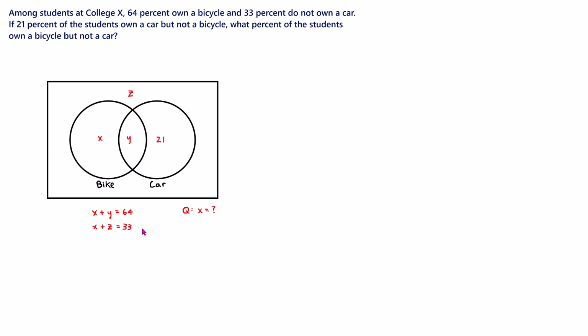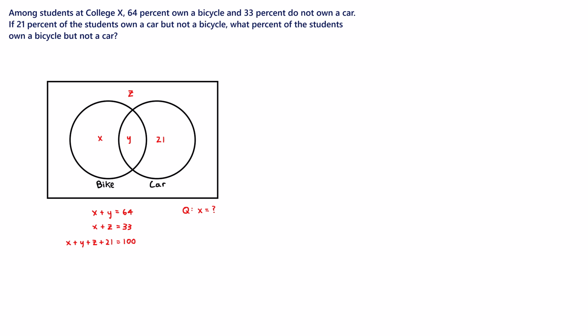Luckily, there is one more equation that we can squeeze out of the givens in this problem. You can see that when you remember that X, Y, Z, and 21 are all percentages of the total student body at College X. This means that X plus Y plus Z plus 21 equals 100% of the student body. And now that we have 3 equations, it is possible to solve for X.